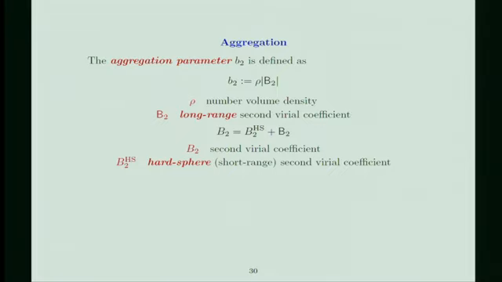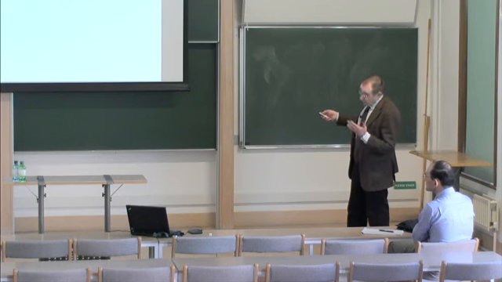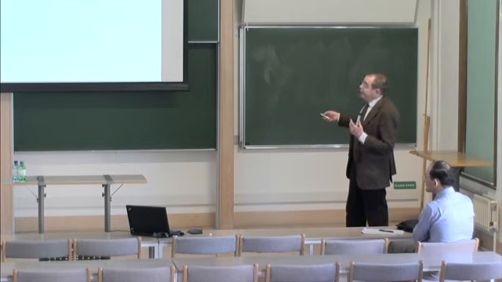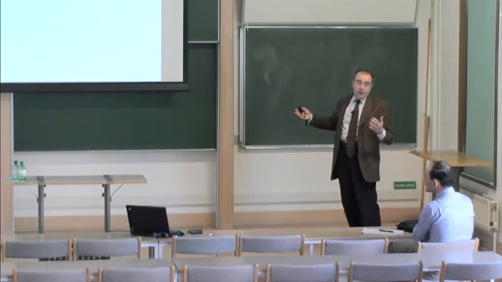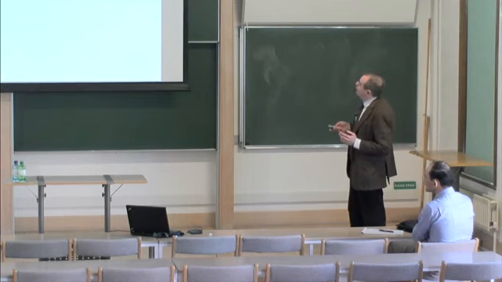So the idea is that you can always split the second virial coefficient into the sum of two quantities, one which is easily computed for spheres, and it is just the excluded volume, plus something else which has to do with the long-range interaction between the dipoles.